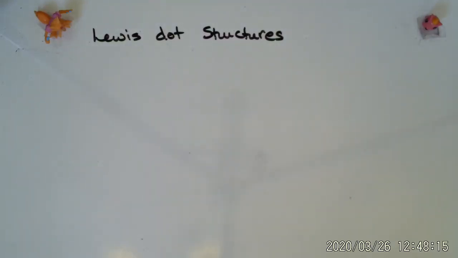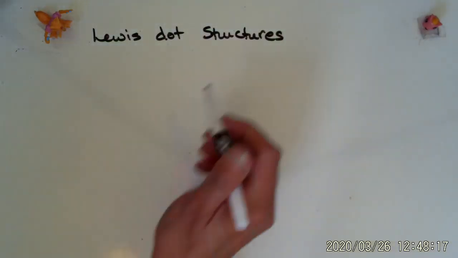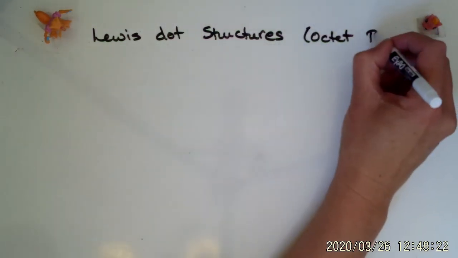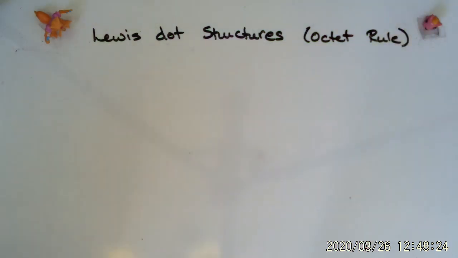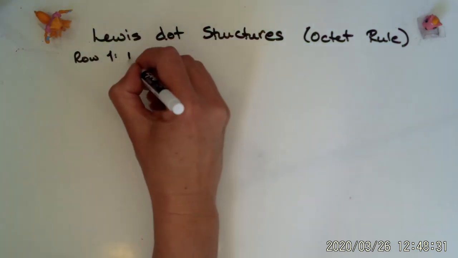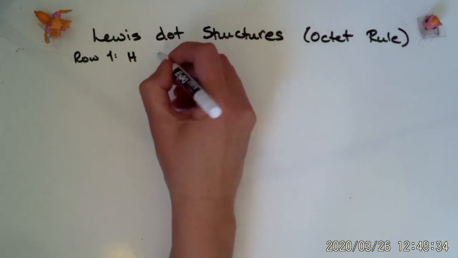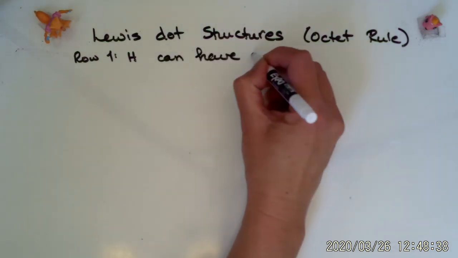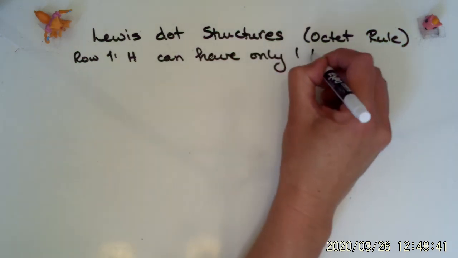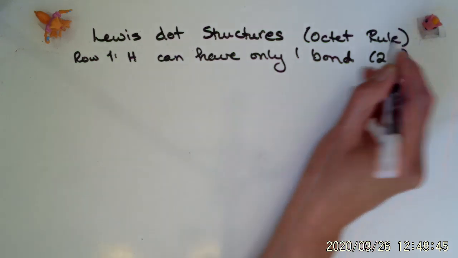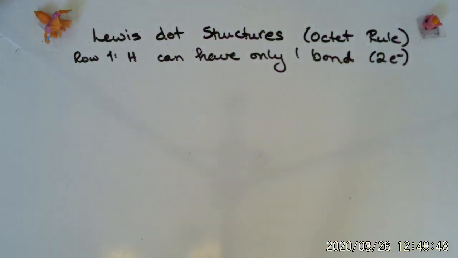Let's talk about Lewis dot structures and the octet rule. So remember, row 1 elements. Basically, we're talking about hydrogen. They only have one bond, so only up to 2 electrons. Why is that? Because remember, it only has an s orbital.